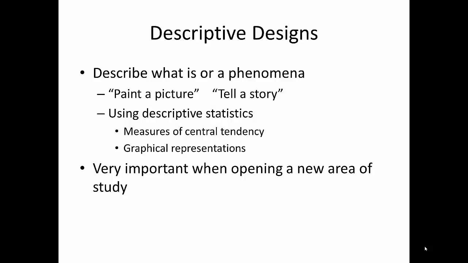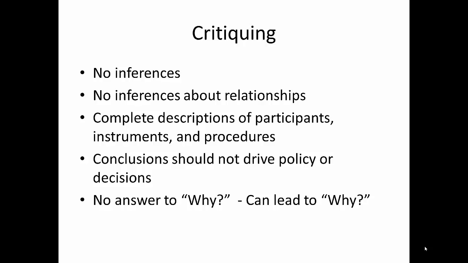Descriptive designs, let's look at some other types now. There are designs that simply are trying to paint a picture or tell us a story about what's happening out there. And if they're quantitative designs, they're using numbers and data to show us what's happening. You will often see measures of central tendency used, like the mean and the mode and the standard deviation, and graphs to show what's happening. And this is very important when there's a new area to be studied or something has changed drastically.